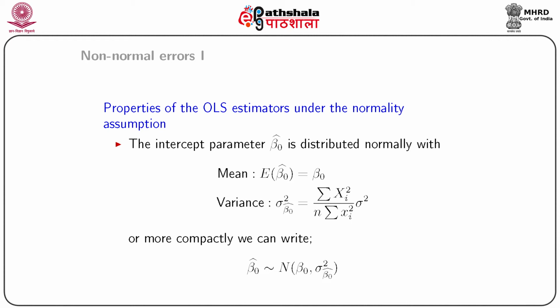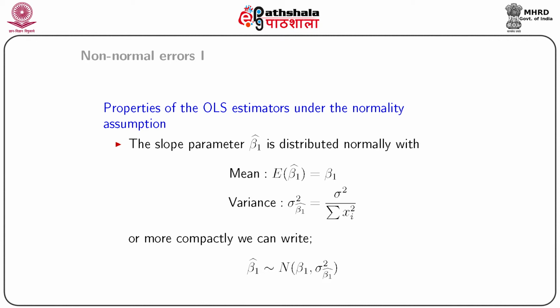For beta naught, the mean of the normal distribution is beta naught, that is, the expected value of beta naught hat equals beta naught, and the variance of beta naught hat, the estimate of beta naught, is given by summation xi square divided by n times summation xi square, times sigma square. Or more compactly, we can write that beta naught hat follows a normal distribution with mean beta naught and variance sigma square subscript beta naught hat.